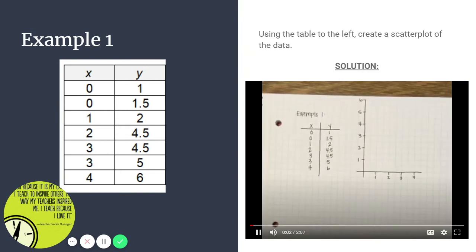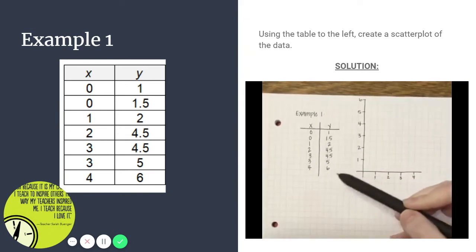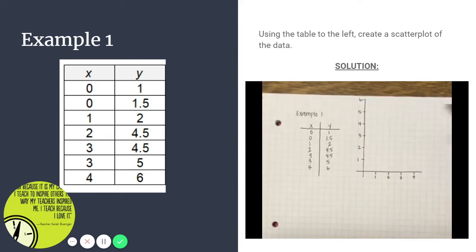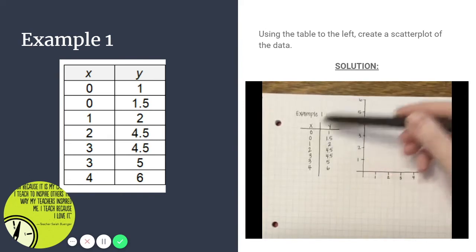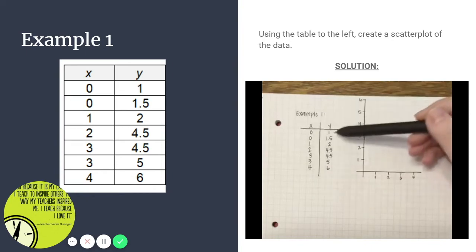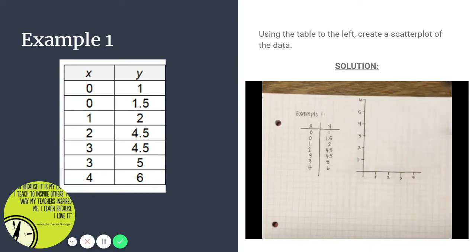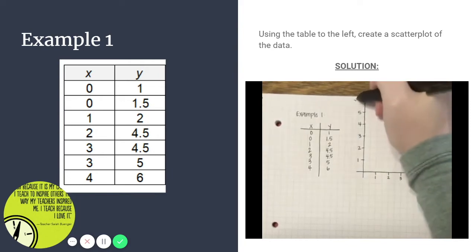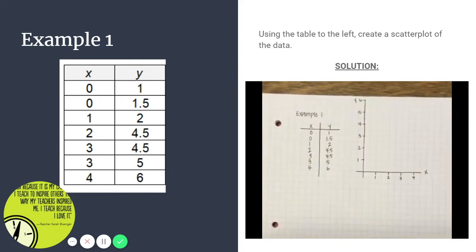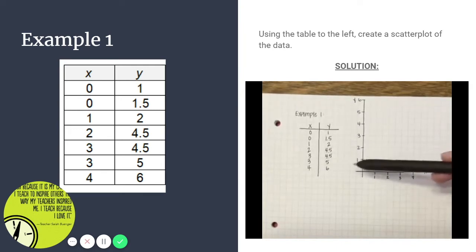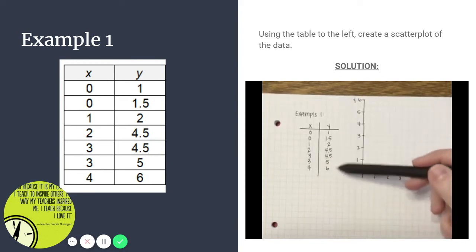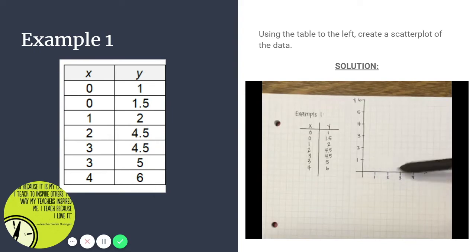All right, so looking at example 1 here, we're given this XY table, which I just copied over here. You'll notice that the range for our X values is 0 to 4, and our Y values range from 1 to 6. So I created the X and Y axis just like we were taught in the videos, and I put my numbers up there as well. I skipped lines because we're dealing with some decimal points here and our range is not very big, so that we had a little bit more space and it was easier to plot.